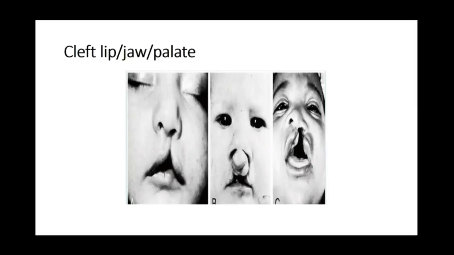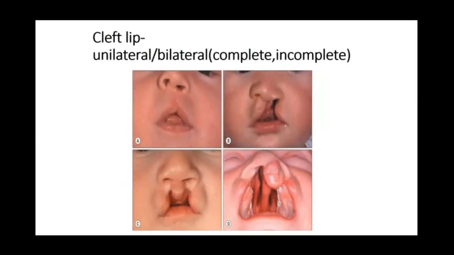If you see again in these pictures, the bone was also involved and the lip was involved. This was just a nick in the lip, and you can see the involvement of the palate, and this is the whole of both the sides. It's a bilateral and a complete one.